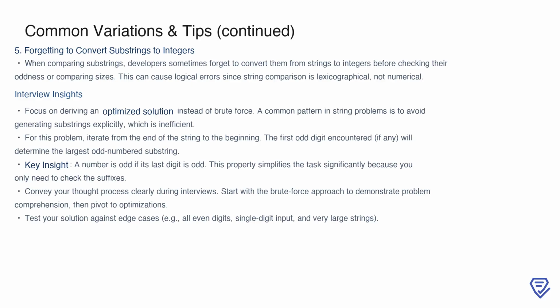Now, when preparing for interviews, focus on developing an optimized solution rather than brute force. A key pattern in string problems is to avoid explicitly generating substrings, as that approach is inefficient. For this problem, a great optimization is to iterate from the end of the string to the beginning. The first odd digit you encounter determines the largest odd-numbered substring. The key insight here is that a number is odd if its last digit is odd. This simple property drastically simplifies the task since you only need to check suffixes.